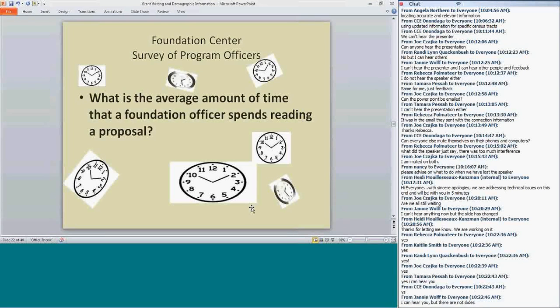The reason why it's got to be really, really crisp, and this is something that some of you may know Neil Schwartzbach, but this is something that Neil pointed out to me. Who has a sense of what the typical average time is that a foundation officer spends reading a proposal? Just take a couple of seconds to give me a guess or two in your chat box.